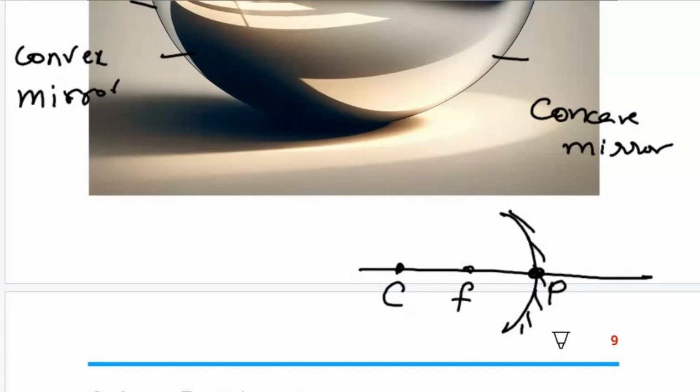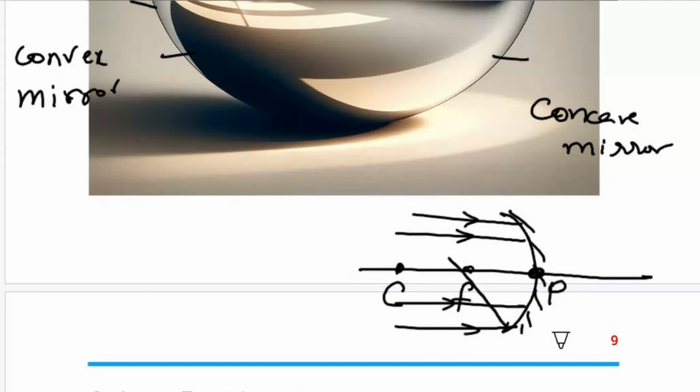So what's a better definition? Principal focus is the point on the principal axis where a parallel beam of light rays, after reflection from a concave mirror, converge. That means all of them pass through a point on the principal axis. That point is called the principal focus.